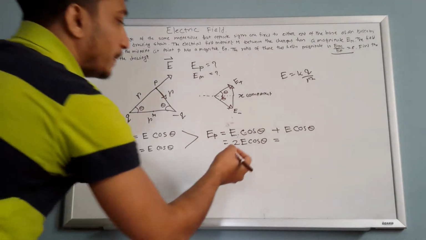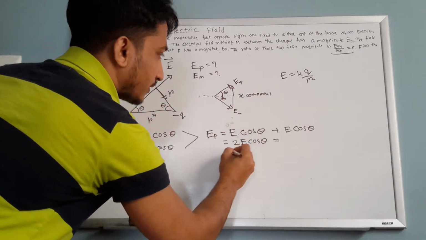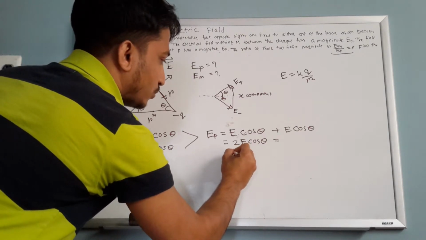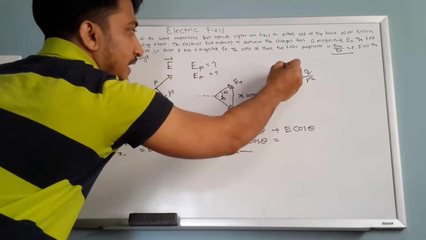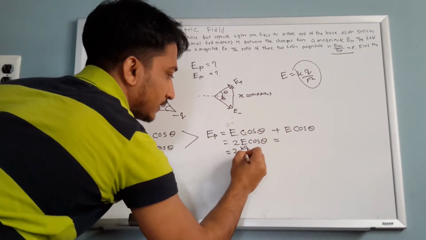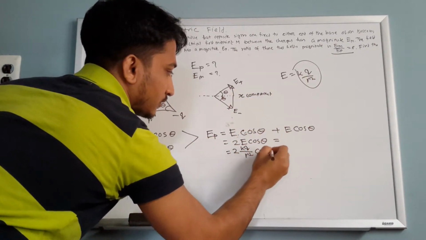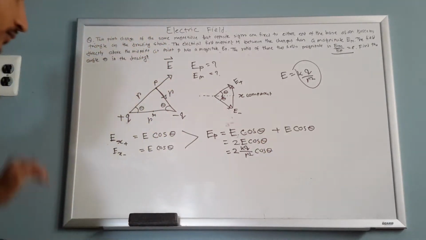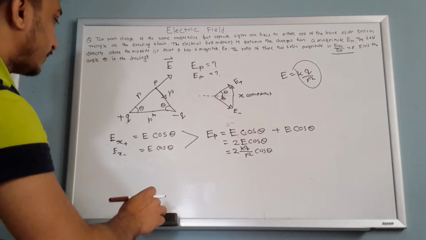Okay, so this is the E formula. I'm plugging in cos theta there, so we find out the EP.